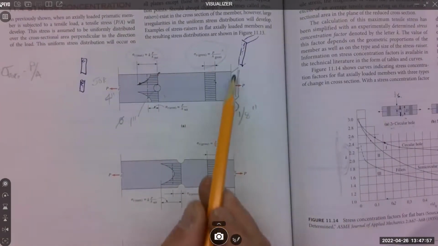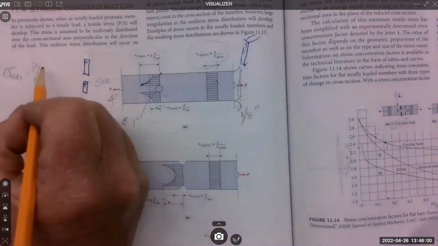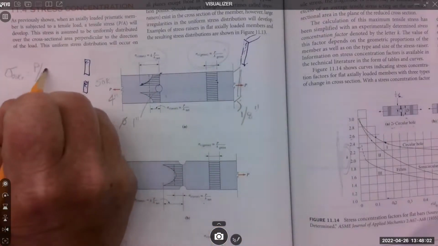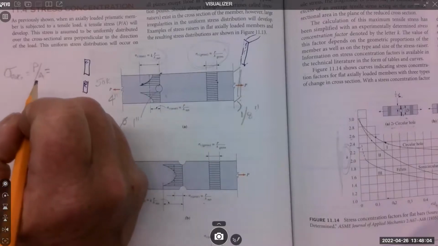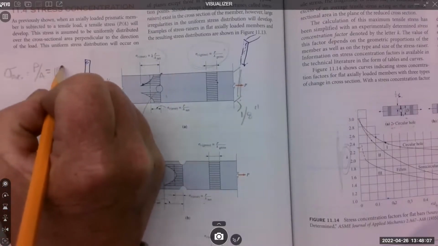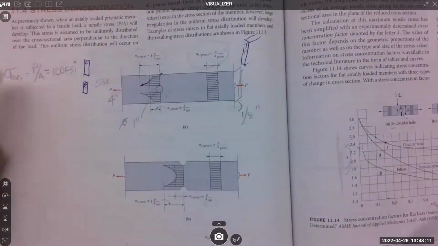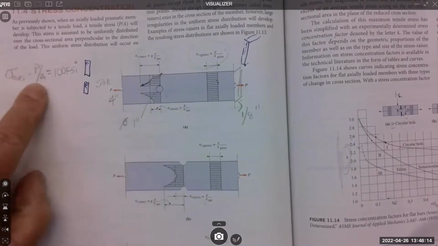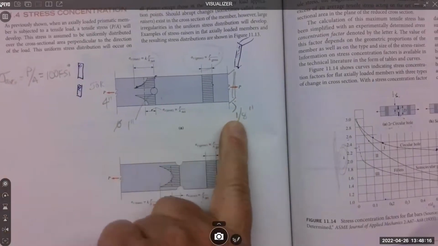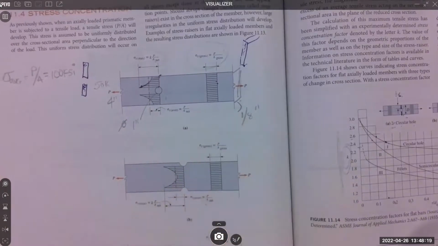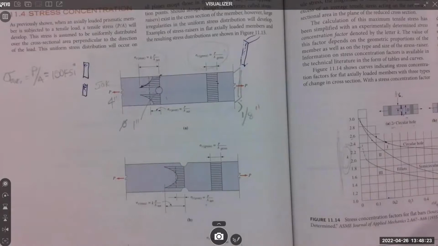Eighth inch times 4 inches. Looks like it's 100 KSI, right? 50 kips divided by 4 times 1/8 inch. 100 KSI. That's average stress. Everyone see how I get that?